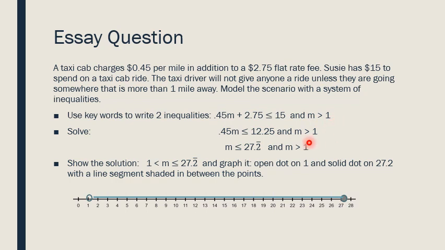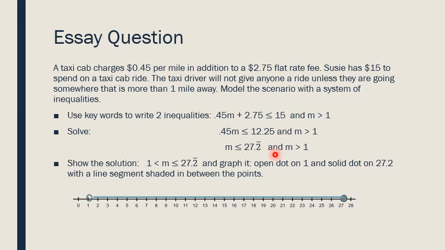To solve them, we've already got M pretty much isolated. So I could substitute 1 in, or let's see. That one's already solved, and this one could be easily solved by dividing both sides by 0.45. Then I would get M is less than or equal to 27.2 repeating. Now I've got two situations that both have to be true, so I've got the word and in between them. That means I'm looking for the area where they overlap.